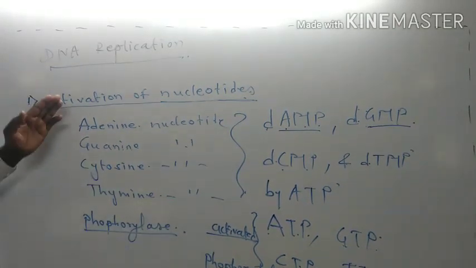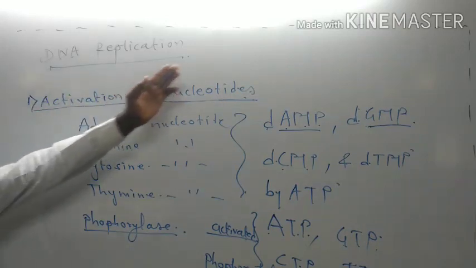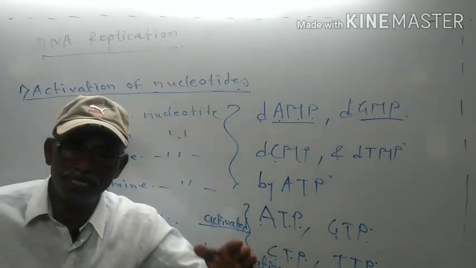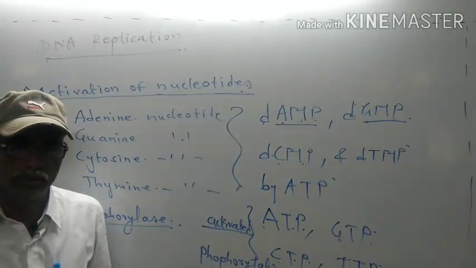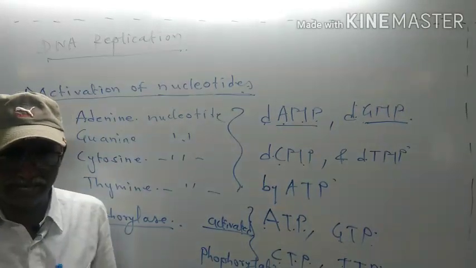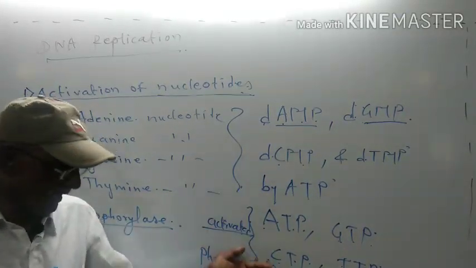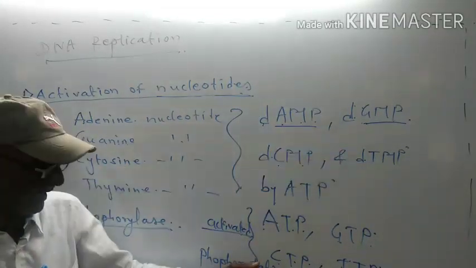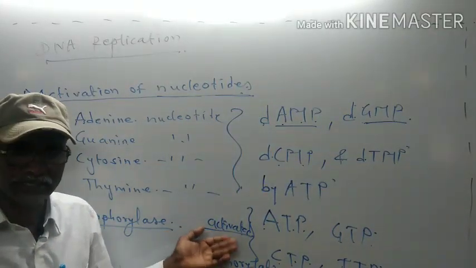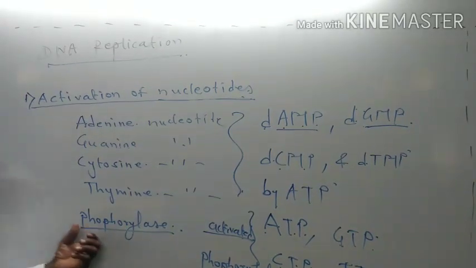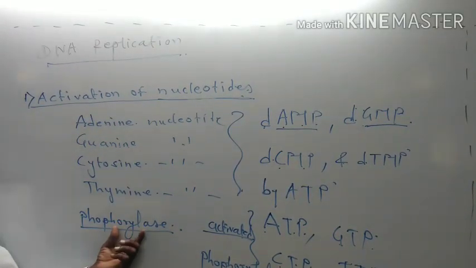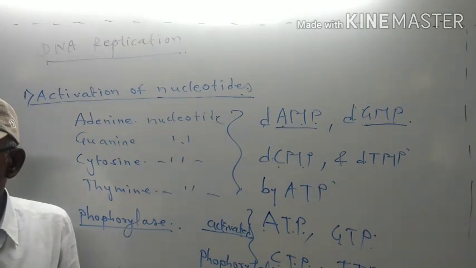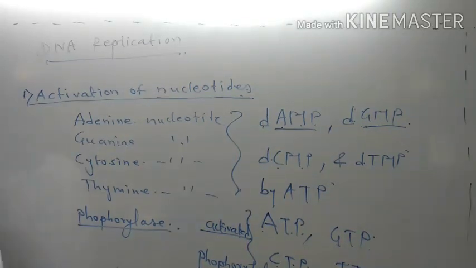So in the first step, there is activation of nucleotide with the help of ATP. ATP is the energy molecule, the currency of energy. With the help of ATP, the deactivated nucleotide is activated, and the activation is known as phosphorylation, which occurs due to the action of phosphorylase enzyme. So this is the first step. Now we will see the second stage.